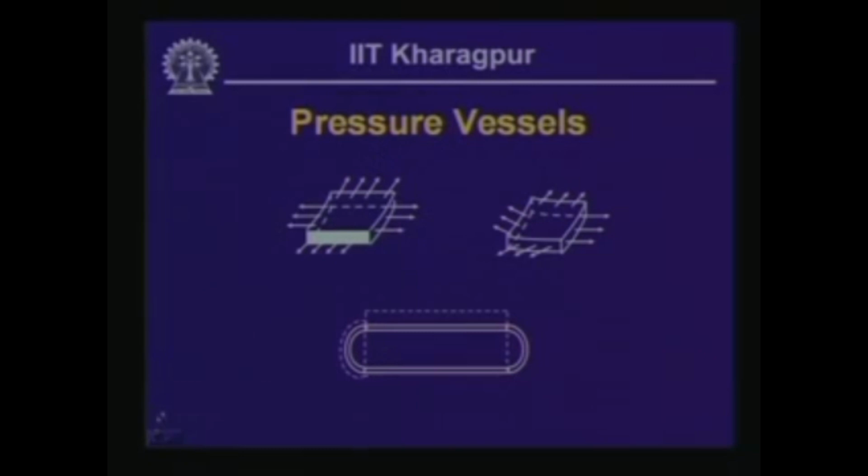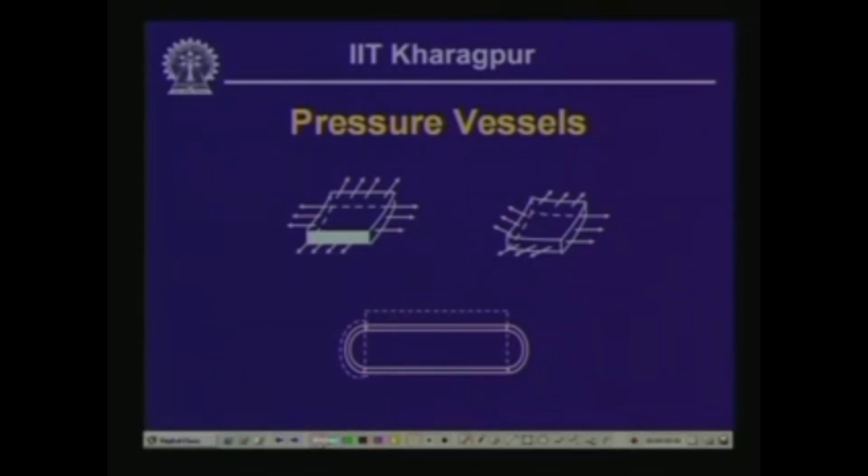Also, if we look into this particular aspect, it is to be noted that if we have a vessel which is a combination of a cylindrical vessel, this is the cylindrical part, and at the two ends we have the hemispherical part. So, this is the spherical part, and this end as well we have the spherical part. Now, this is a combination of cylindrical and spherical vessel.